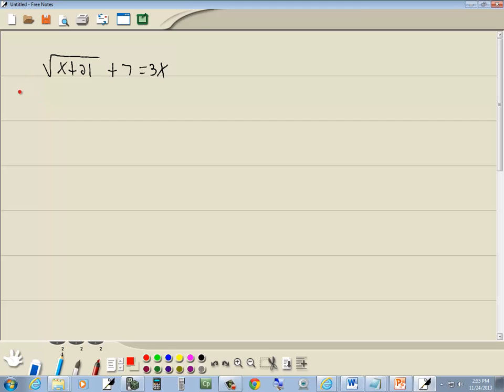Well, our first step is to get a radical by itself. It's not quite by itself. We got a 7 over with it. So I'm going to take that 7, move it to the right side. And we got square root of x plus 21 is equal to 3x minus 7.